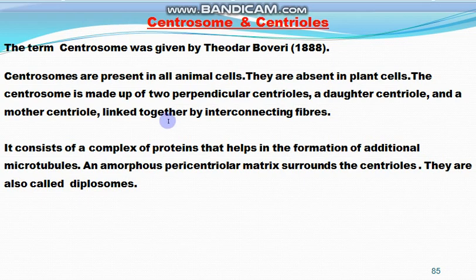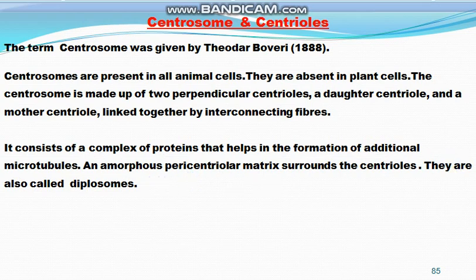And these two centrioles in the centrosome are linked together by interconnecting fibers. And the centrosome consists of a complex of proteins which help in the formation of additional microtubules, and an amorphous pericentriolar matrix. It surrounds the centrioles, and they are also known as diplosomes.